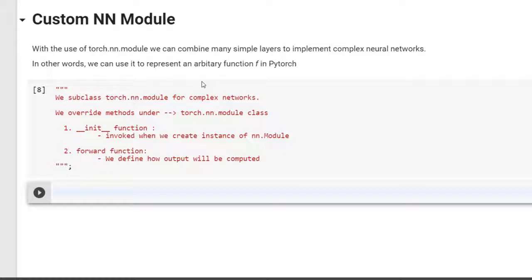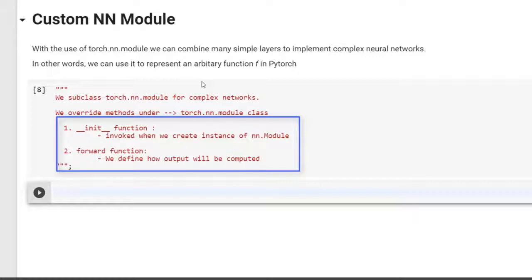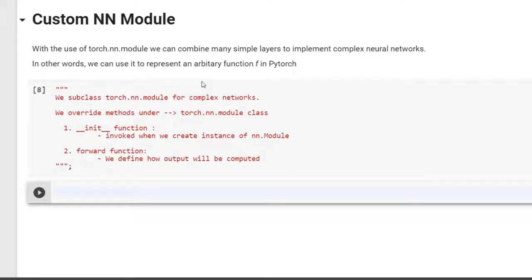There are two methods which we can override. First is the init function. This function is invoked when we create the instance of nn.Module. Inside the init function, we define the various parameters of a layer, like the number of neurons in the input layer, hidden layers and output layers. If we are using convolution, then we can also include the filters, like kernel size for a convolutional layer, dropout probability for the dropout layer and so on. Once we have overridden the init function, we will override the forward function. Inside this function, we define how our output will be computed.